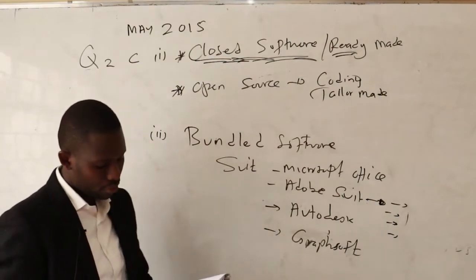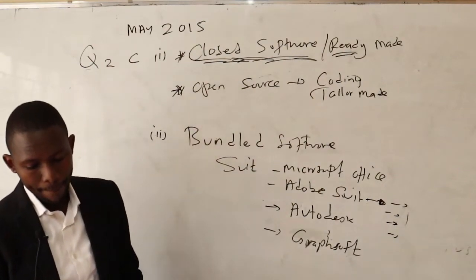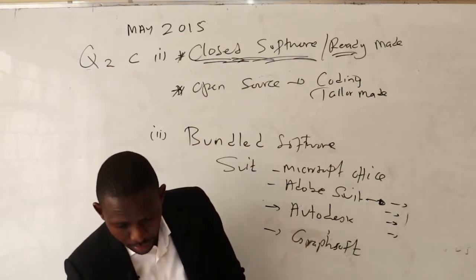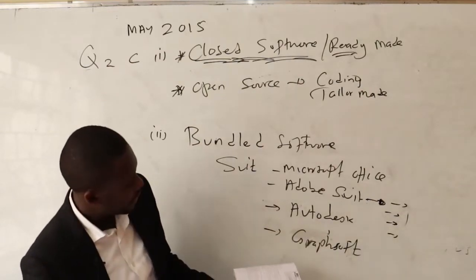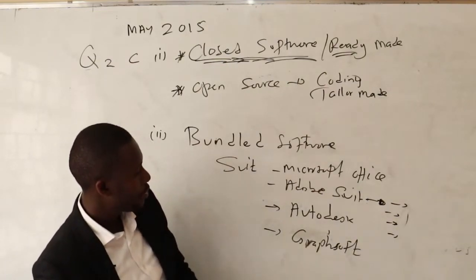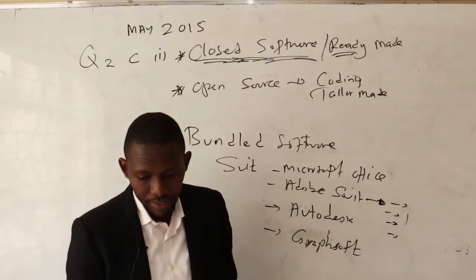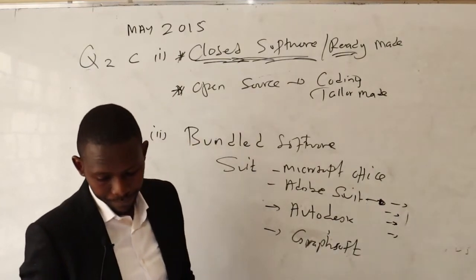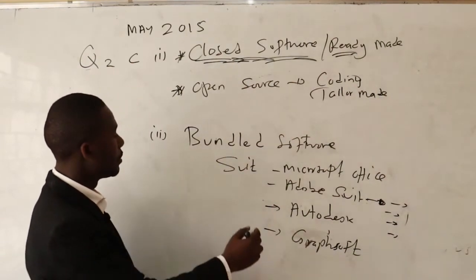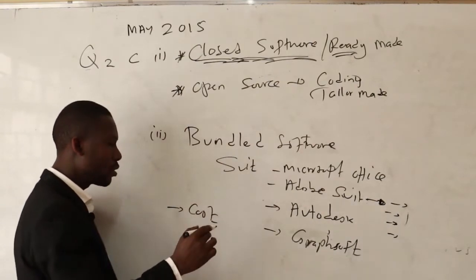So in this case, we are told to give examples and benefits of using these bundled softwares. Examples we have already stated. We have seen these examples: Microsoft Office, the Adobe suite, the Autodesk, and so on. But the benefits of these softwares: it reduces the cost of acquiring single softwares. That is the first benefit. So it reduces the cost of acquiring single softwares.